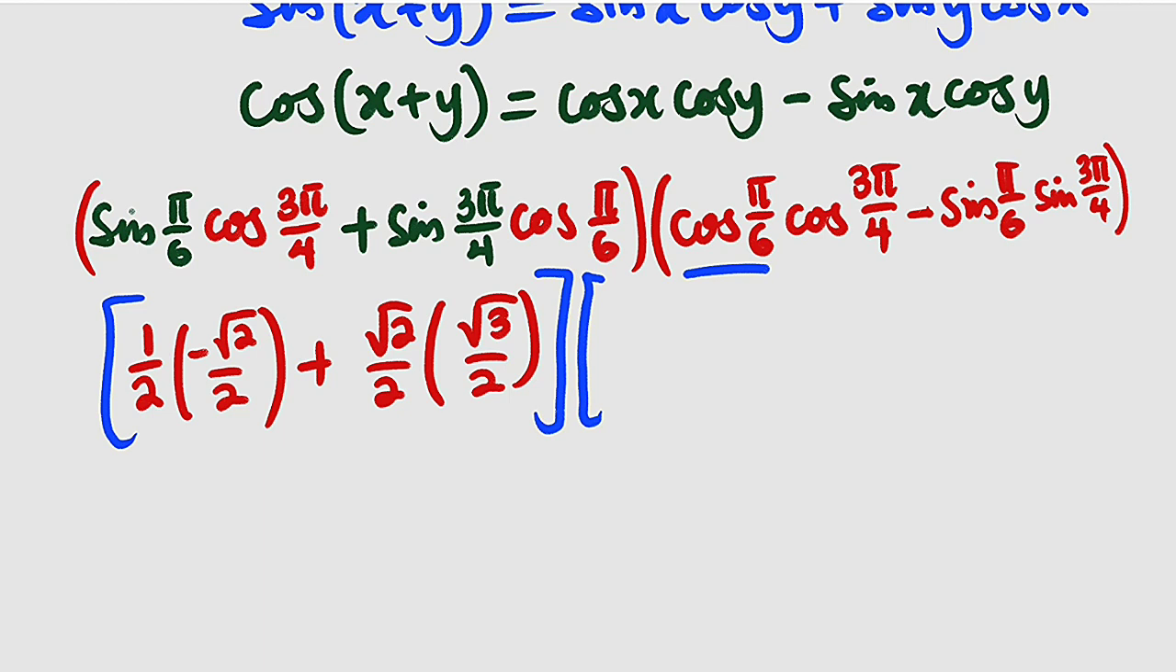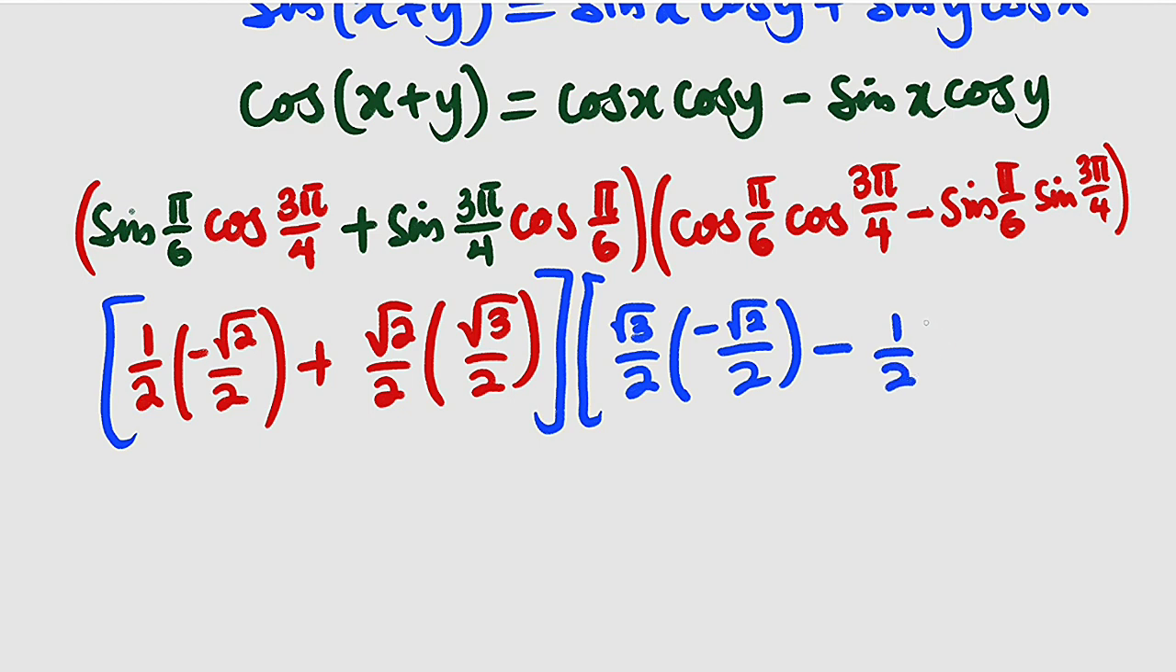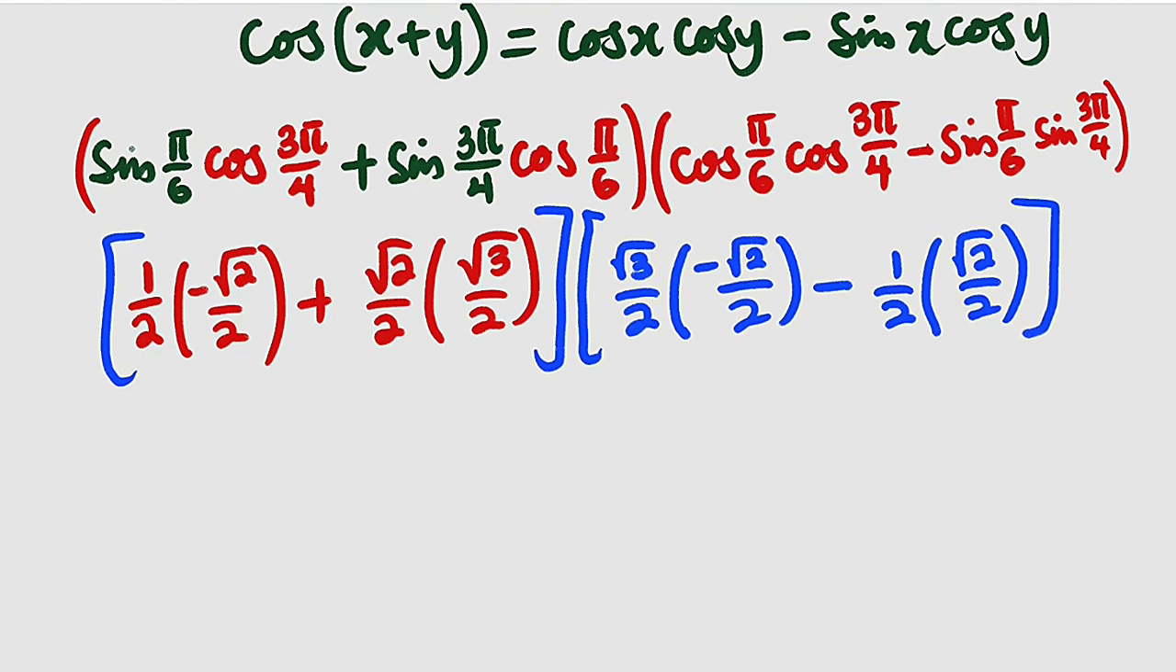Cosine of pi divided by 6 is equal to what? Root 3 divided by 2 multiplied by cosine of 3 pi divided by 4, which is equal to negative root 2 divided by 2. Then minus sine of pi divided by 6, which is 1 divided by 2, multiplied by sine of 3 pi divided by 4, which is root 2 divided by 2. So we have just simplified all of these ratios.